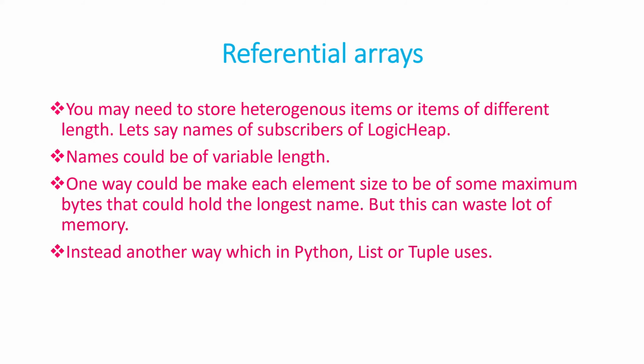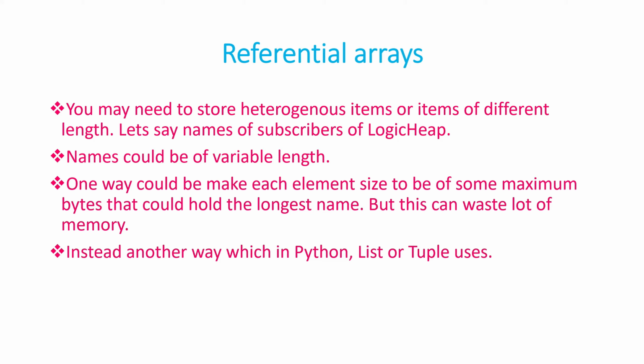Such arrays are called referential arrays. But wait, why the second way to implement? Is the first one not enough? Is it not good? So it depends upon the requirement. Suppose you want to store elements of different types, like these are heterogeneous items. What does that mean? It means that items would be of variable length. Suppose you want to store an integer and a string or a floating point number together.